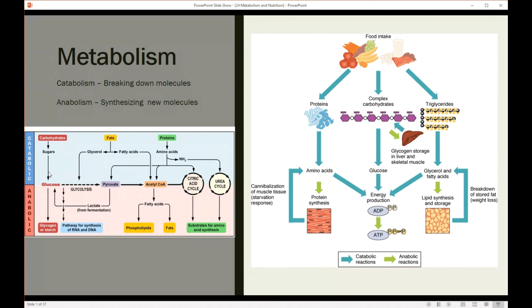We can also, if we have extra glucose, store it as glycogen. And storing is our anabolic reaction. So we're going to build up that glucose. We're going to combine glucose plus glucose plus glucose plus glucose. Remember, it's going to form glycogen.